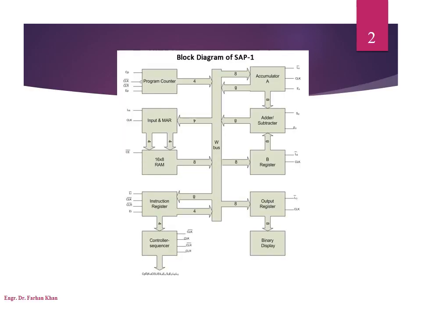Here you can see a block diagram of SAP-1. The SAP-1 architecture consists of several components. It includes a program counter, an input and memory address register, a 16 by 8 RAM, an instruction register, a controller sequencer, an accumulator, an adder subtractor, register B, an output register, and a binary display or a 7-segment display. All these components are connected to each other through a W bus. This W bus is usually 8-bit. Now let's see how these units work one by one.